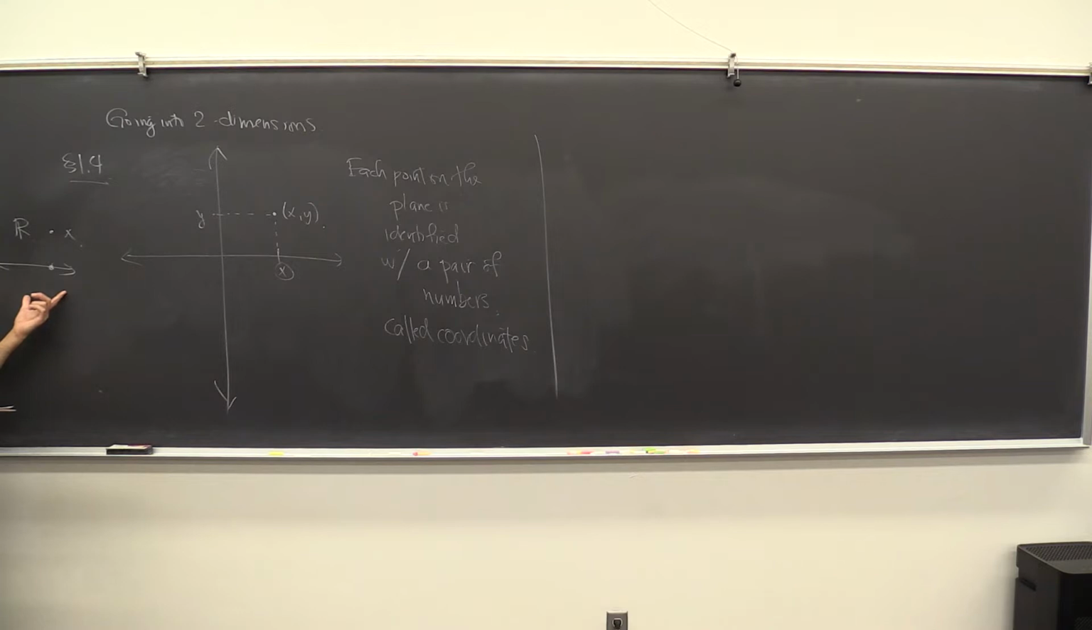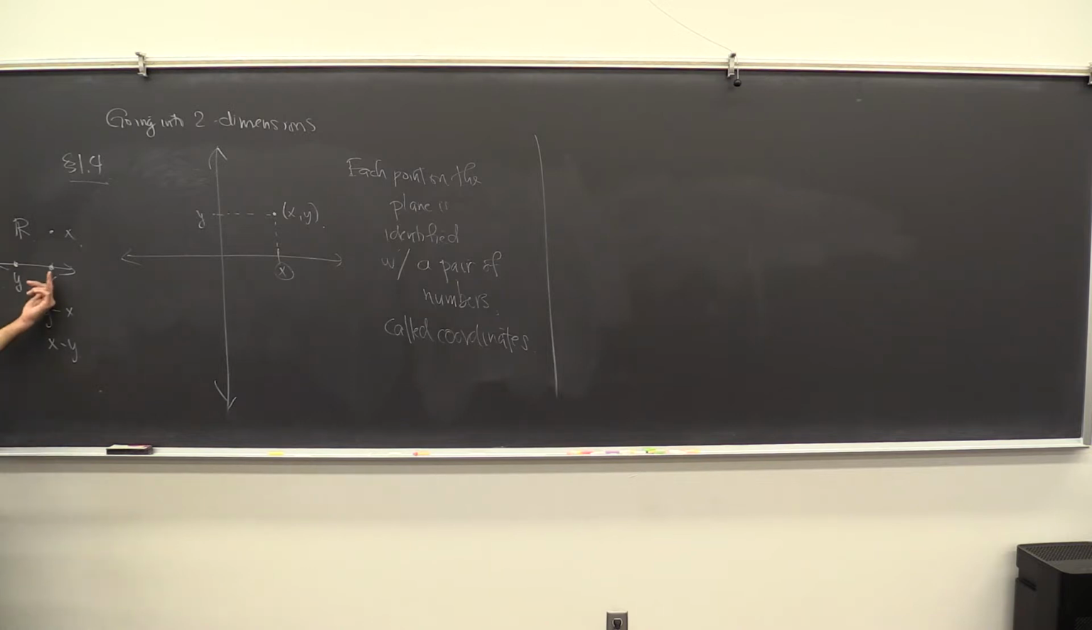Anybody want to remind me? If I've got 2 points, x and y, in the number line, how did we define the distance between them? The difference between x and y? So the difference between, Manuela? Would it be the difference between y and x? Which one is it? Y and x or x and y?